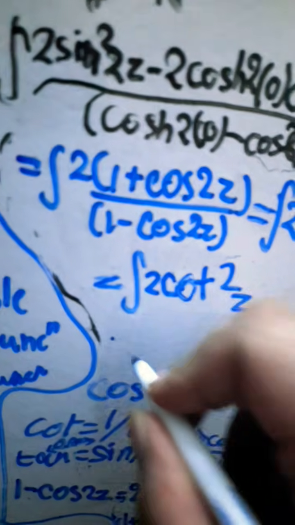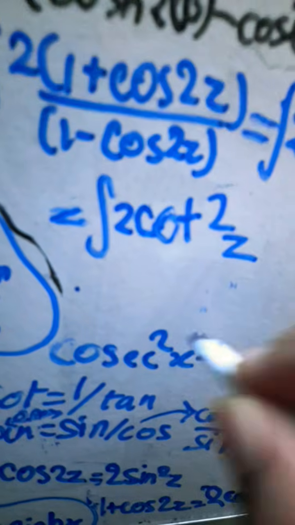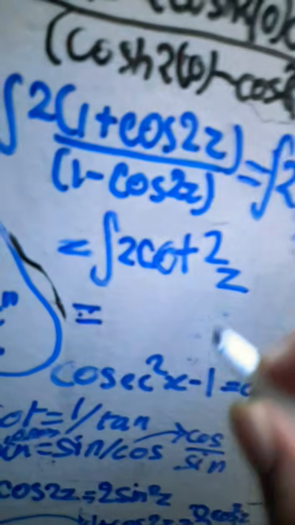I took a bit of a break. So now what I have to do is take the 2 outside. Okay, let's not take 2 outside. Wait a second. So what I have to do is the integration of 2 cot square z, right?